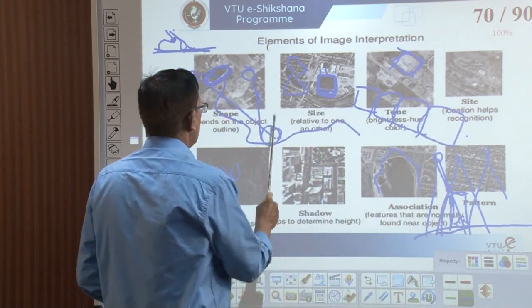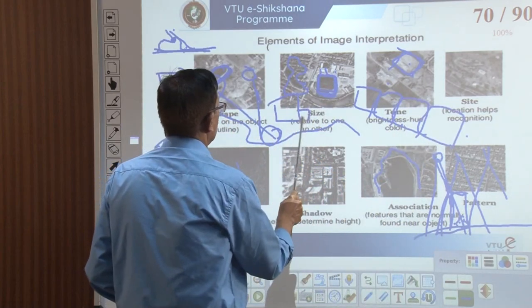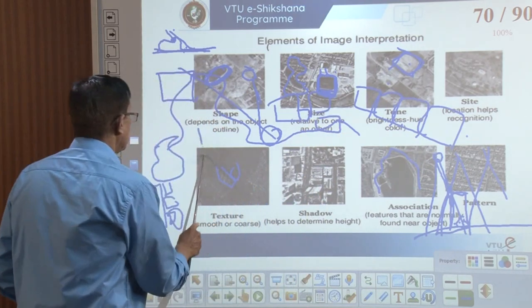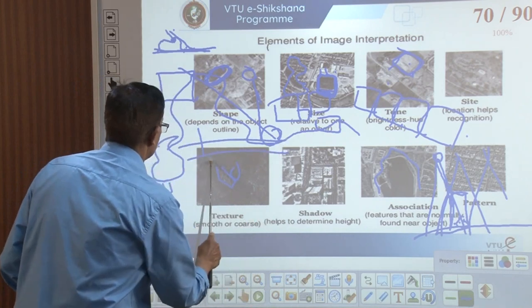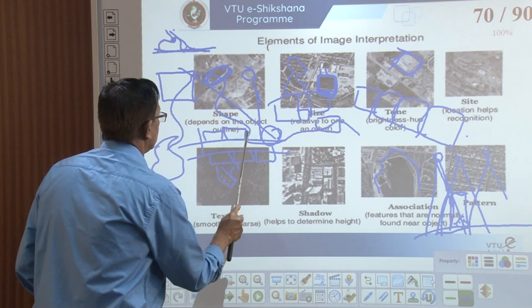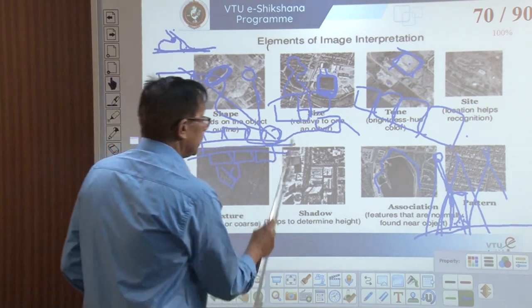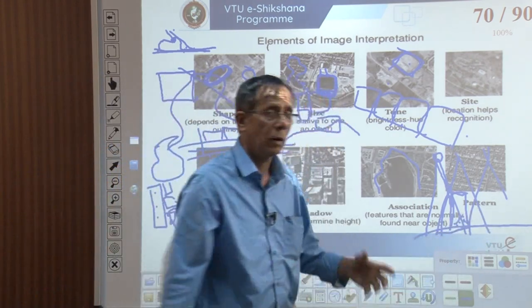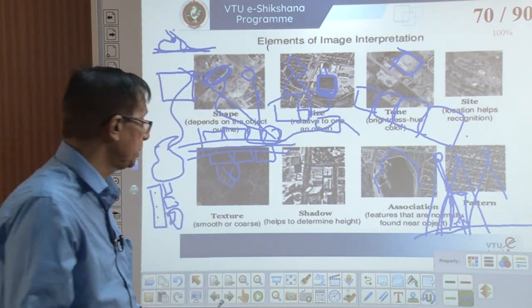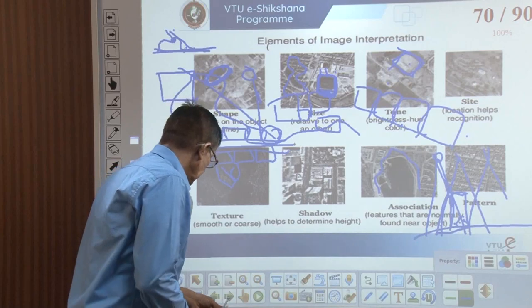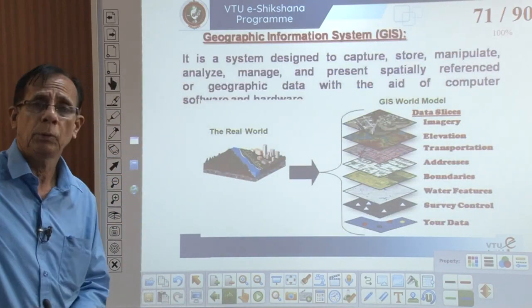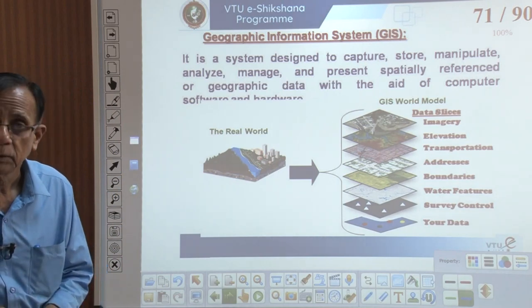Then the pattern. In an agriculture area there are similar fields. If you go to an urban area, one house is like this, a small house like this. In a well-planned city, roads are like this, and on either side we have a regular pattern of houses like this. So how exactly the pattern looks is another important factor which we use in understanding aerial photographs. Now, I have an aerial photograph.